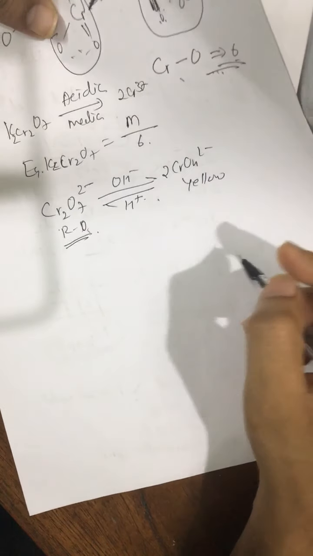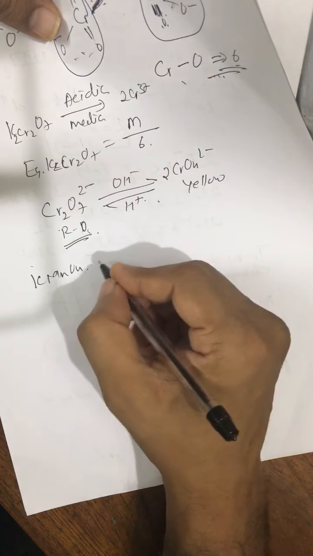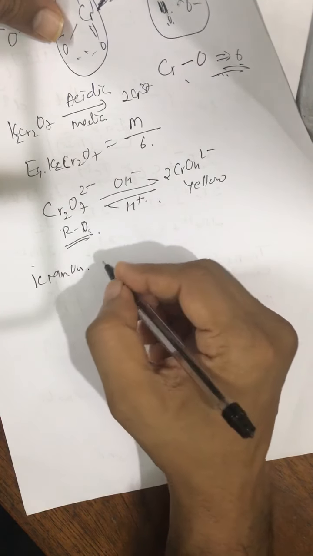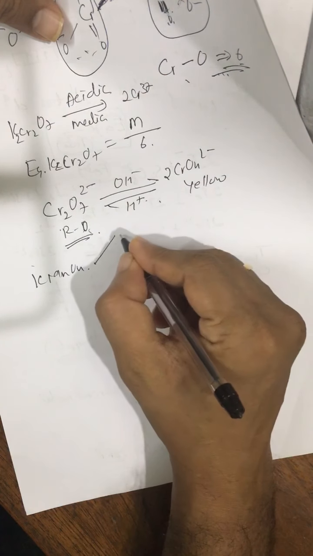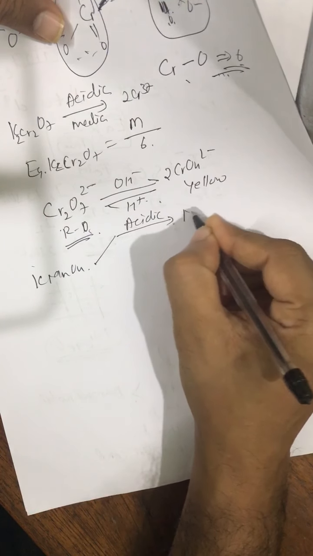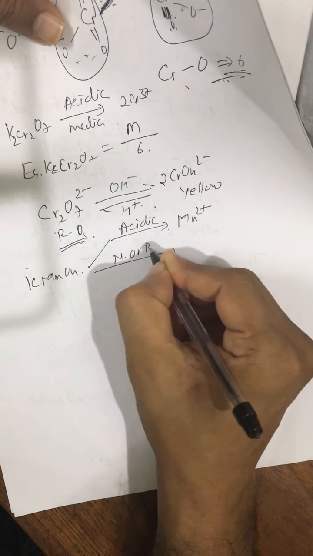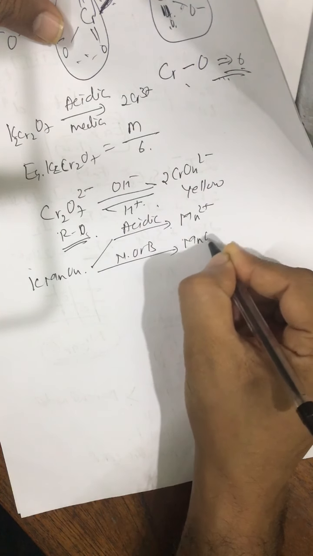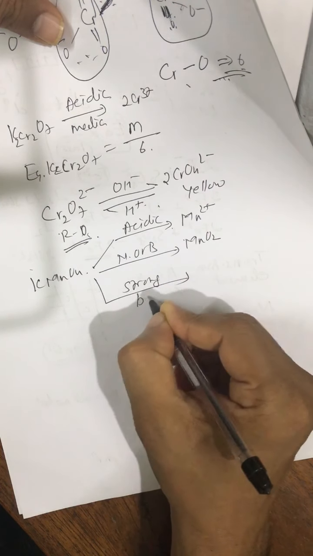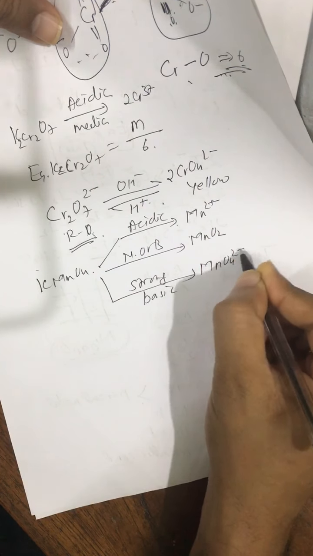All right. Then we have KMnO4. KMnO4 is again a strong oxidizing agent. It is stronger than K2Cr2O7. It shows oxidizing behavior in acidic media where it is self-reduced to Mn2+, in neutral or basic media where it is self-reduced to MnO2, and in strong basic media, it is self-reduced to MnO4 2-.